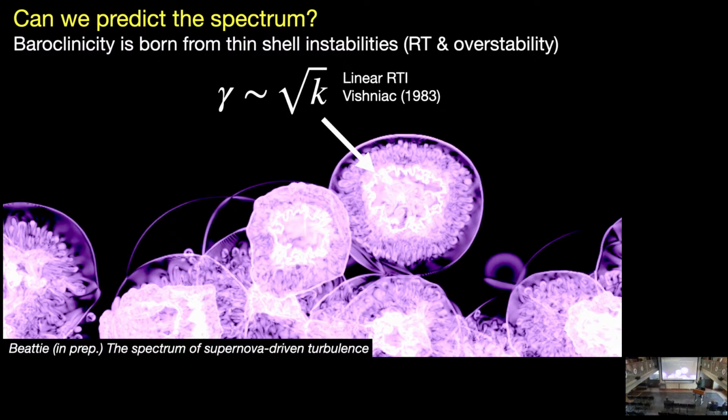Now, very nice. There's nice work back in 1983 by Ethan. He's done the thin shell instability, which plays a role here. But the thin shell instability is fundamentally the RTI, the Rayleigh-Taylor instability, applied to a spherical shell, a spherical cooling shell. And really, the growth rate of these corrugations goes like square root k.